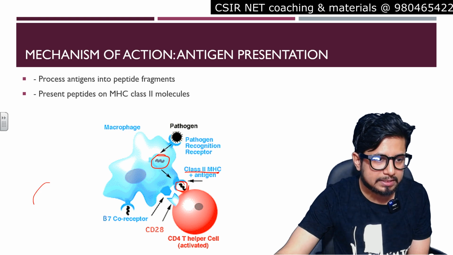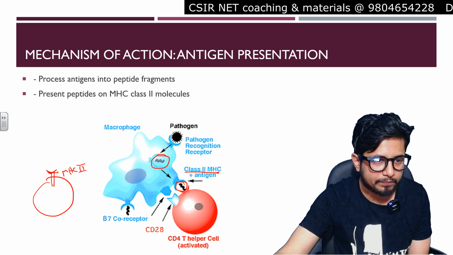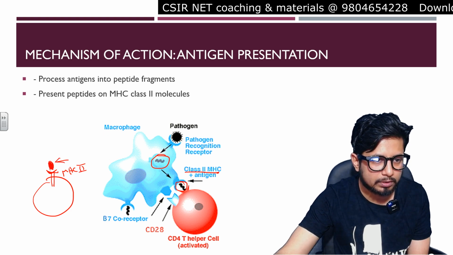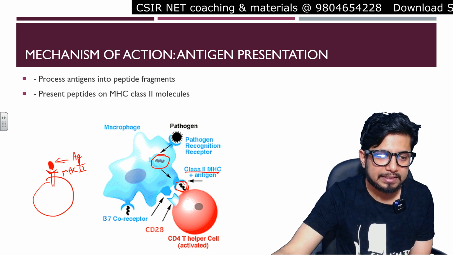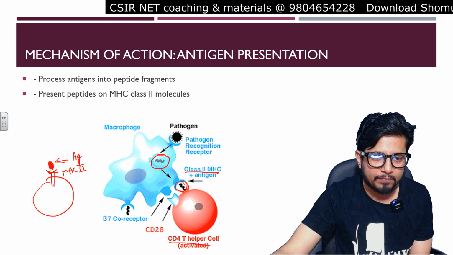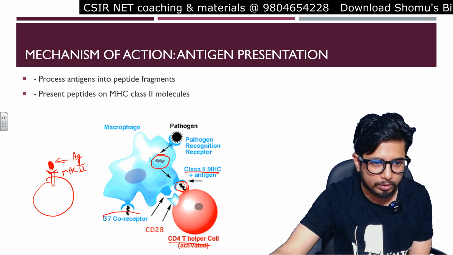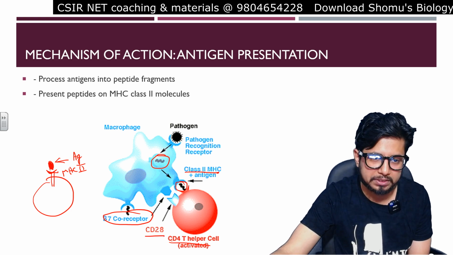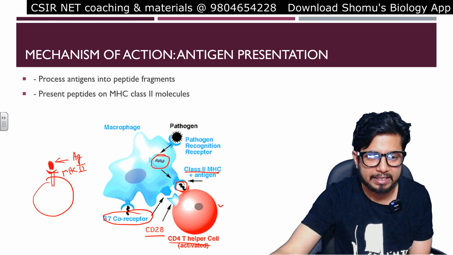So this macrophage has MHC2 on the surface, and on the MHC2 they put the antigen, and this antigen now can be detected and recognized by CD4 T helper cells. And after recognizing this antigen and connecting to the macrophage with the B7 co-receptor and CD25 on the surface of the CD4 T helper cell, they are going to have a proper crosstalk signaling, and the T cell gets activated.